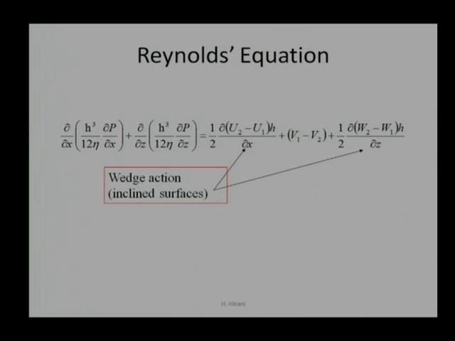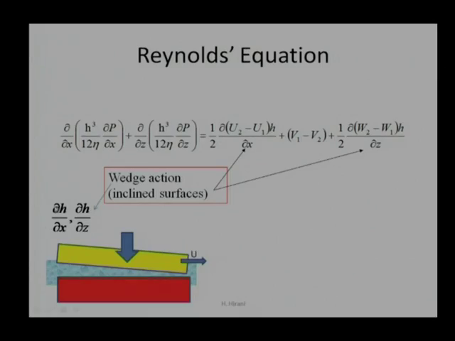The basic assumption is that two surfaces are inclined at some angle. It may be 1 degree, maybe 2 degrees, maybe 0.1 degree also. Some inclination is required to develop the pressure. That is the wedge term. We can also symbolize the wedge term as the derivative of h with respect to x, to define the wedge action in the x direction. Similarly, we can write the wedge action in the z direction.